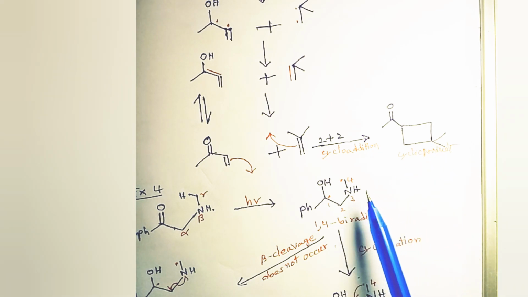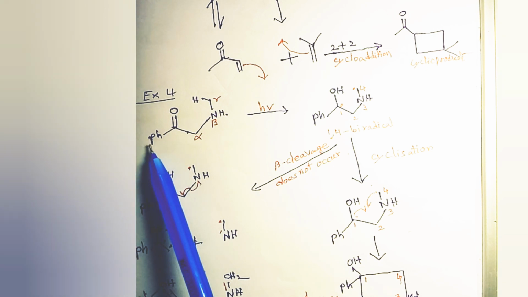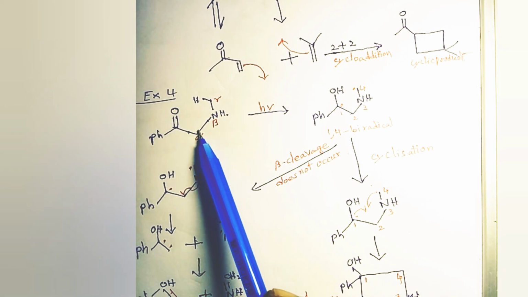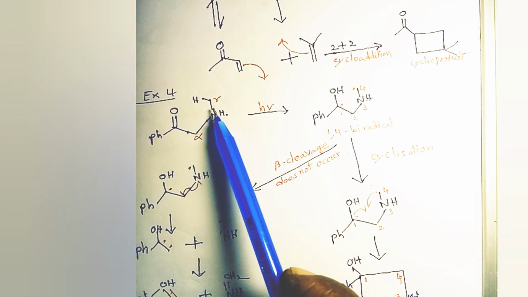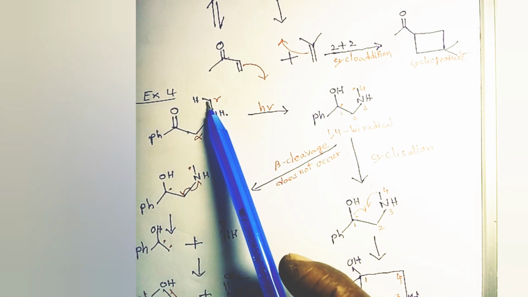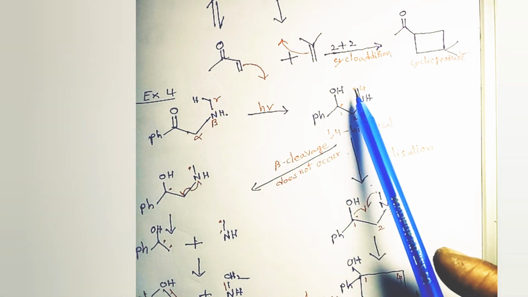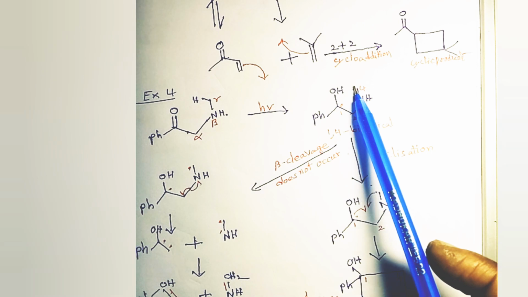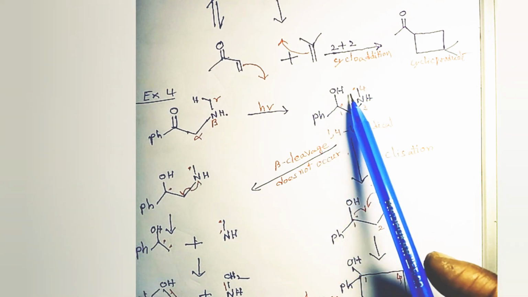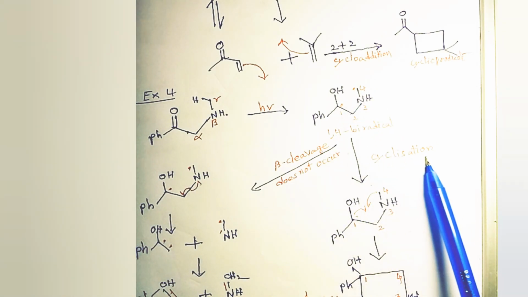Next, let us see another example. This is a phenyl group, C double bond O, alpha carbon CH2, beta having an NH group, and a gamma carbon having only hydrogen. Upon irradiation, O abstracts the gamma hydrogen to form OH here. As a result we get a 1,4 biradical. Cyclization of this 1,4 biradical will take place.